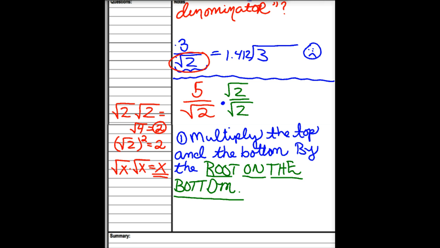Anything divided by itself is 1. So really, you're just multiplying that red fraction, 5 over root 2, by 1. And when you multiply something by 1, you do not change its value. Really, what I'm going to do is just kind of give it a facelift.